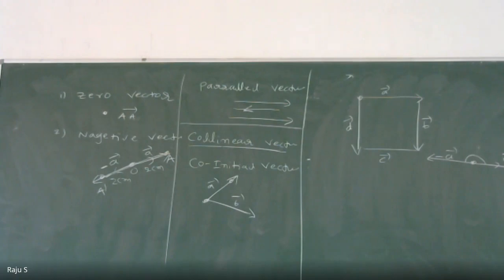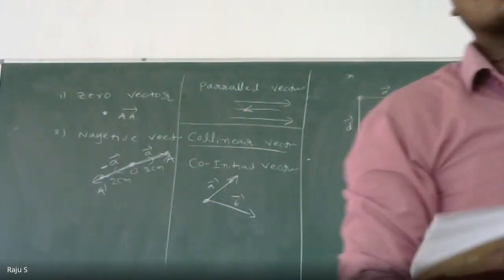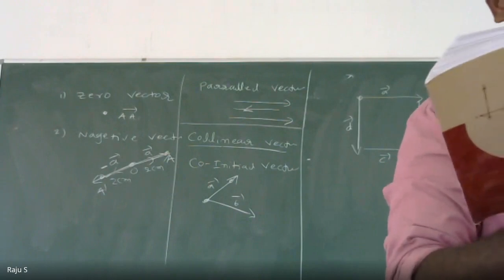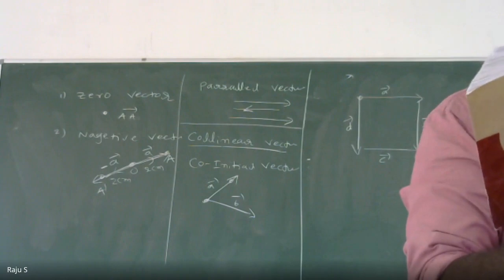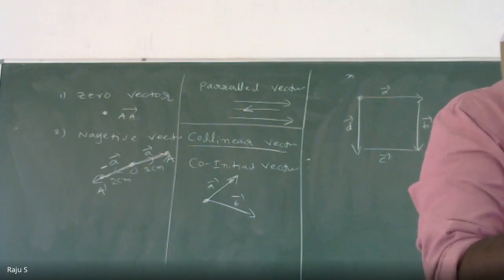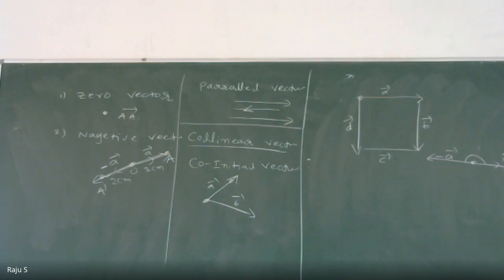So is it true or not? First one. True or false? True. Second one. Are two collinear vectors always equal in magnitude? Not necessary. Magnitude not necessary, so false. Third one. Two vectors having the same magnitude are collinear.